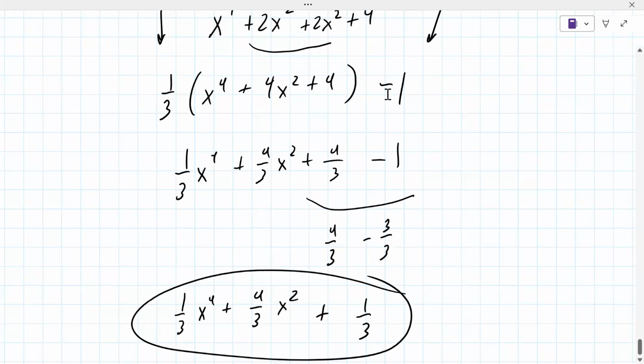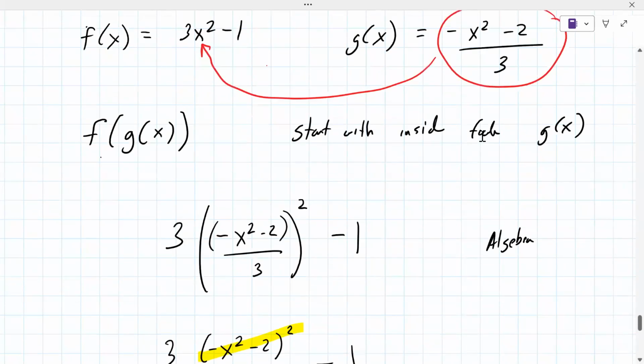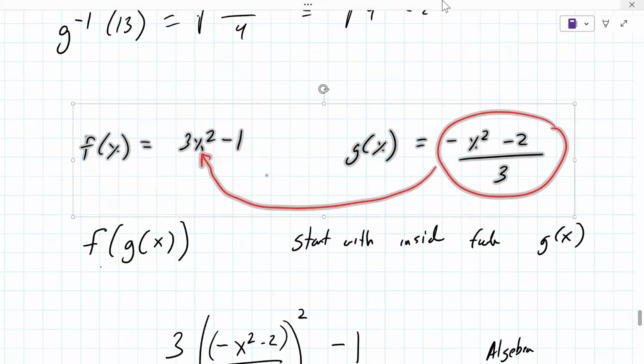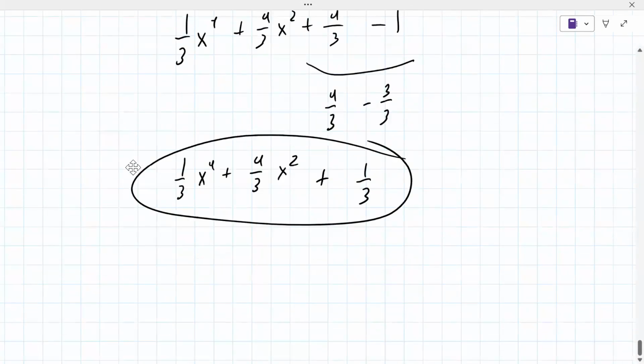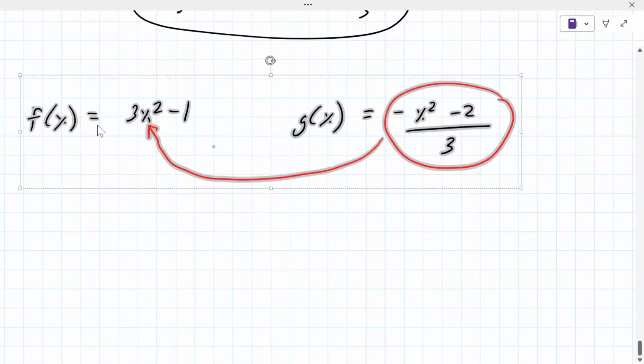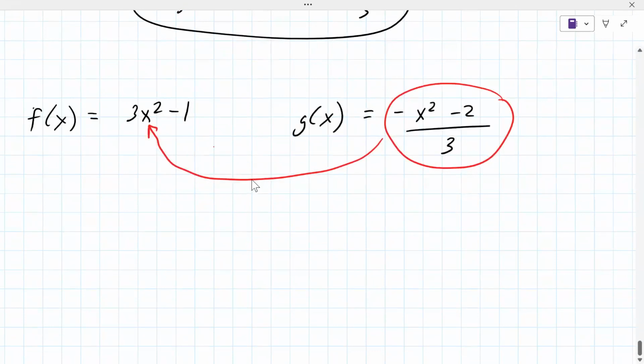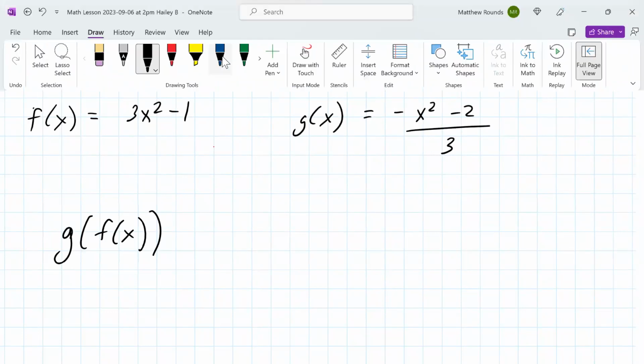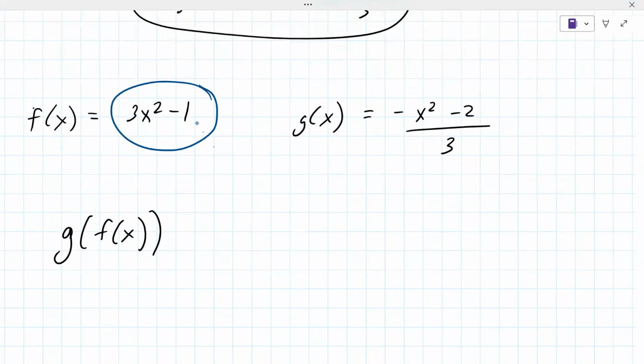The key though is recognizing from the start which one goes into the other, because the order matters. So let's do it the other way, because you could actually go in either direction here. So you can actually do g of f of x, which if you look back in your notes, you'll see that it's the flip. F of x is now the inside function. So you're taking this right here and putting it in wherever you see an x.